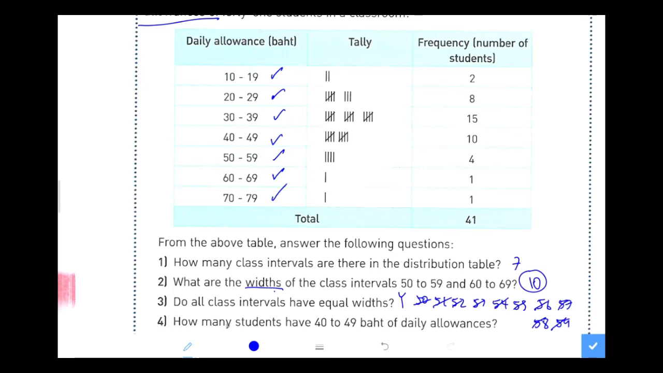Next one, how many students have 40 to 49 baht for daily allowances? So you go there, 40 to 49, right? This one is number 10, so your answer is 10. Easy, right? This one is so easy.